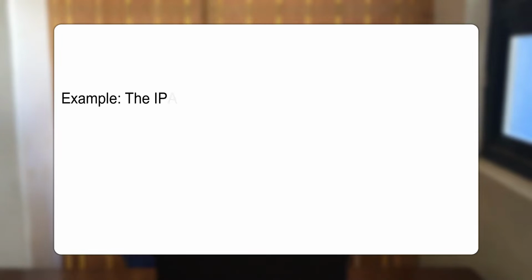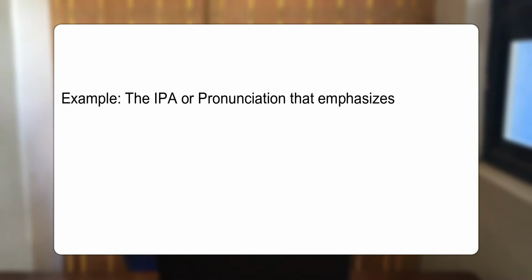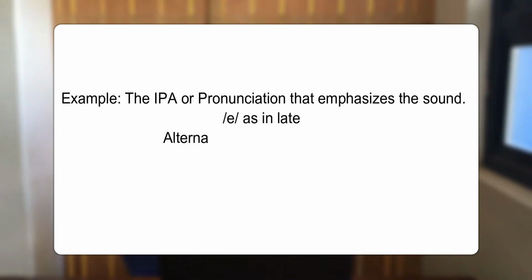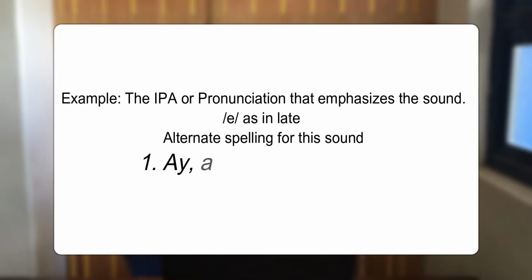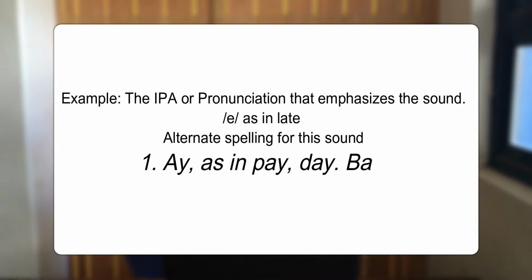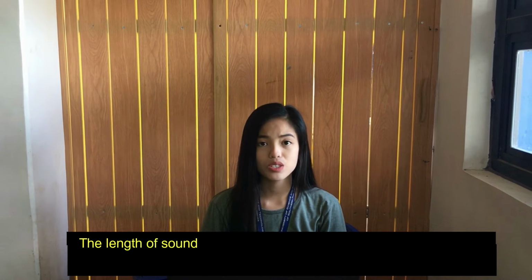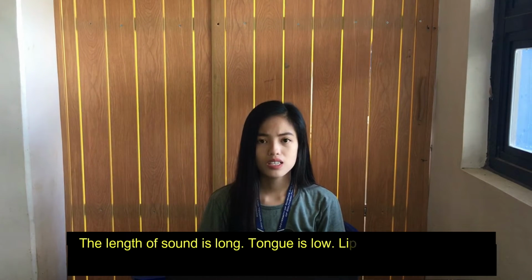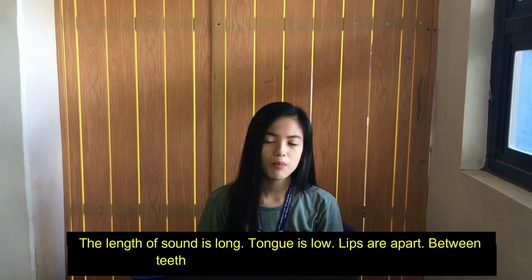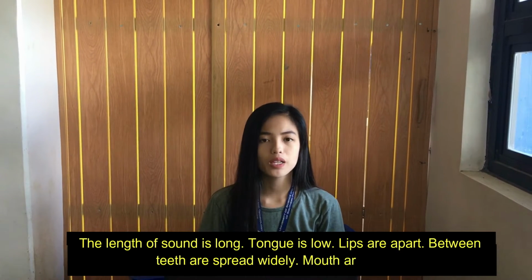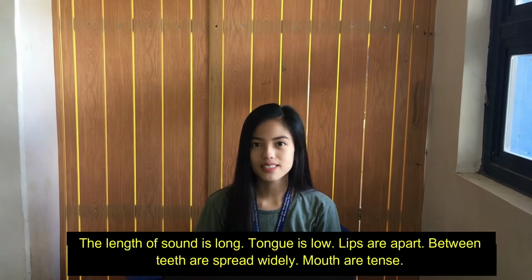Example: the IPA or pronunciation that emphasizes the sound. A as in late. Alternate spelling for this sound: A as in pay, day, bay. The length of the sound is long. Tongue is low. Lips are apart. Teeth are spread widely. Mouth is tense.